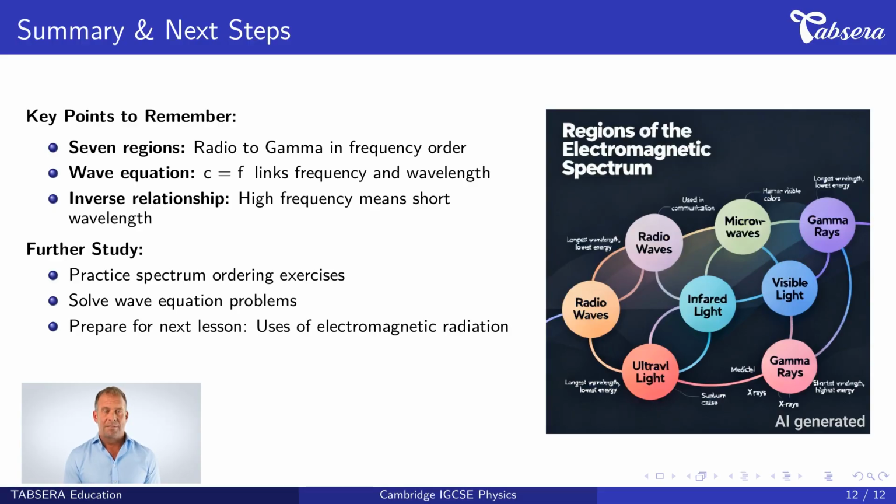Let's summarize today's lesson. The key points to remember are, first, there are 7 main regions of the electromagnetic spectrum arranged in order of increasing frequency: radio, microwave, infrared, visible, ultraviolet, X-ray, and gamma. This sequence is fundamental and must be memorized. Second, the wave equation c equals f lambda links the speed of light, frequency, and wavelength. This equation allows calculations throughout the spectrum. Third, frequency and wavelength have an inverse relationship. High-frequency radiation like gamma rays has very short wavelengths, while low-frequency radiation like radio waves has very long wavelengths.